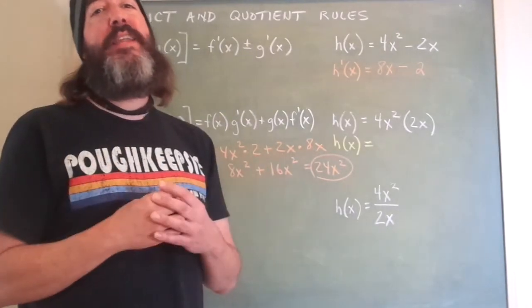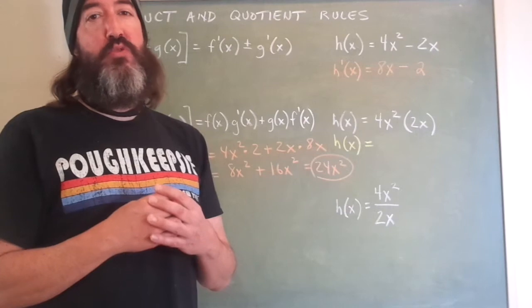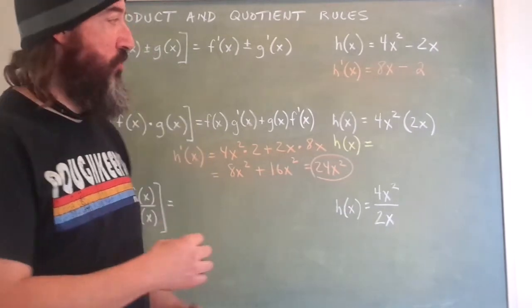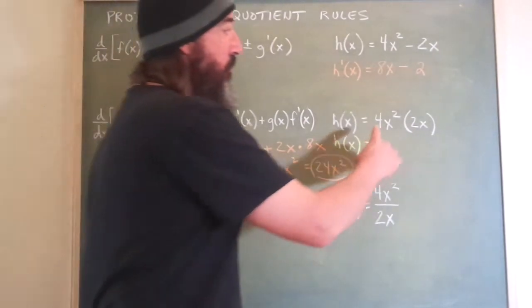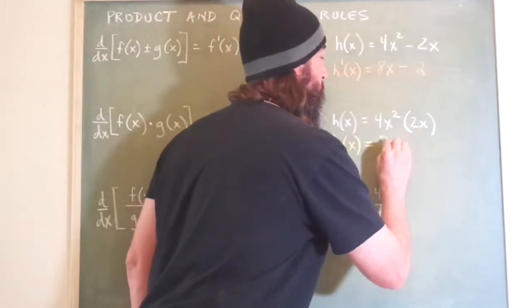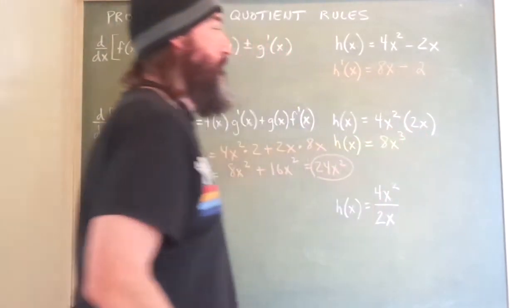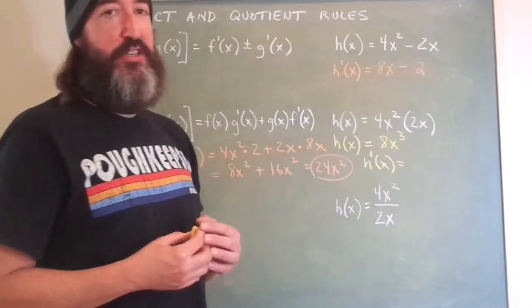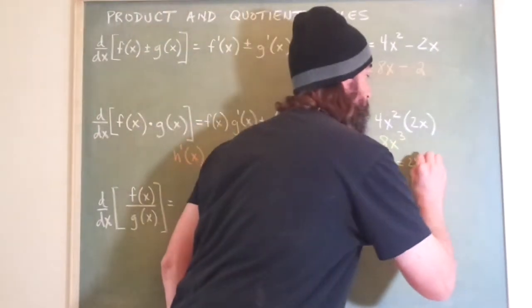Now, let's go see that that is indeed true. I certainly didn't need to use the product rule to differentiate this function. I could have just rewritten it first. 4x squared times 2x is, of course, 8x cubed. And what's the derivative of 8x cubed? Well, of course, it's 24x squared.